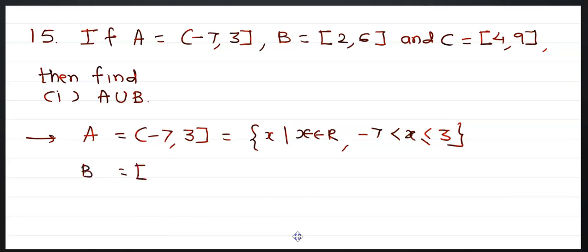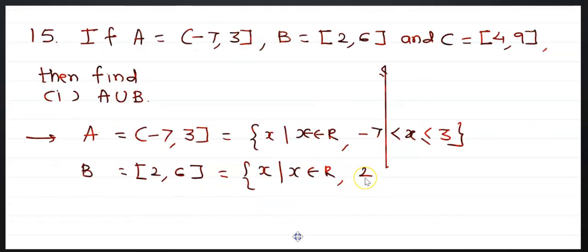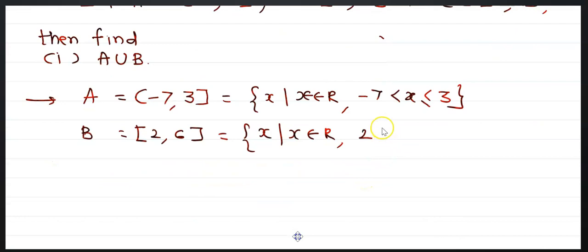Now next, B is equal to closed interval 2, 6, and x is such that x belongs to the set of real numbers and x, that is, 2 less than or equal to x less than or equal to 6.